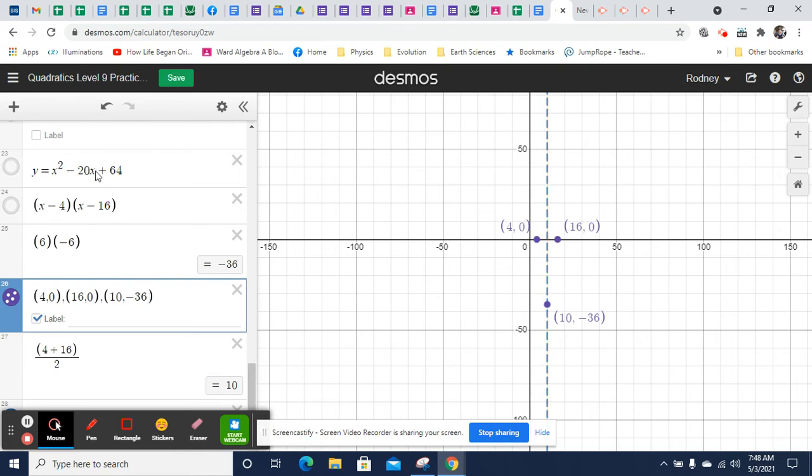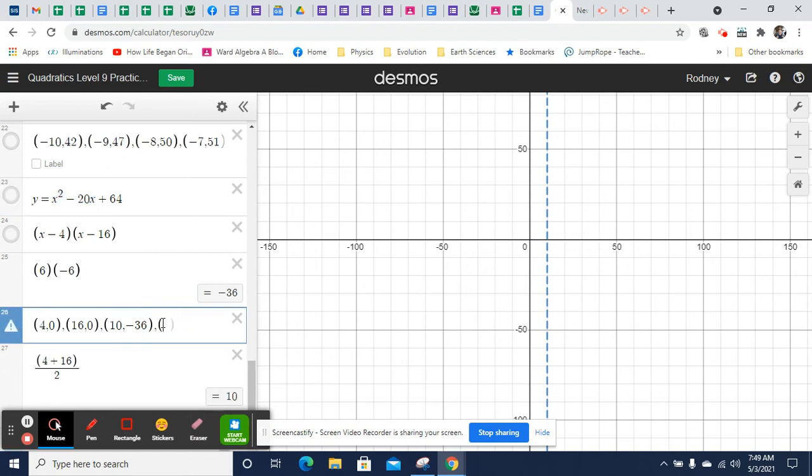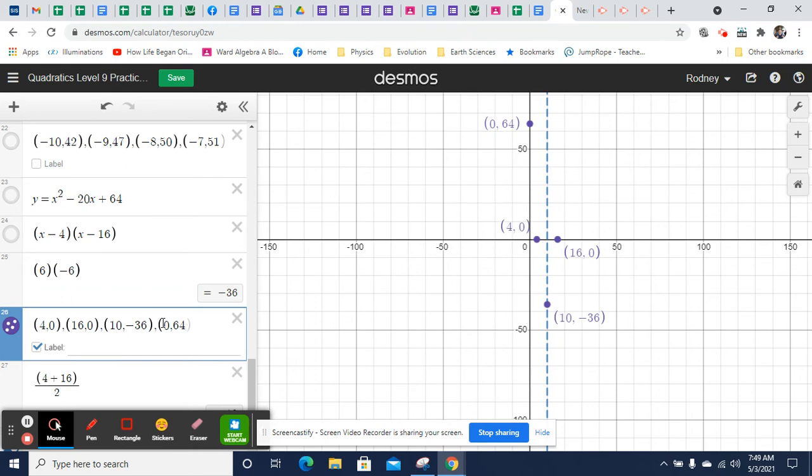Now, the y-intercept is going to be pretty easy to find. All I have to do is say x equals 0, because x equals 0 is the y-axis. So if x equals 0, this stuff doesn't matter, and all that matters is the 64, because this will be 0 minus 0 plus 64. So the y-intercept is going to be at (0, 64). I've now plotted the y-intercept.